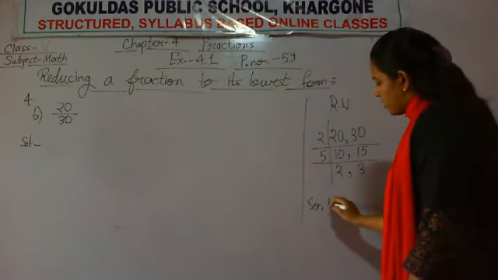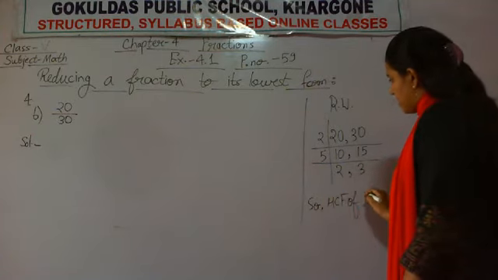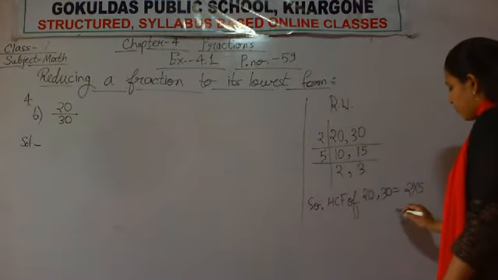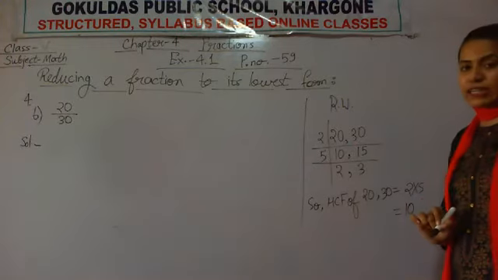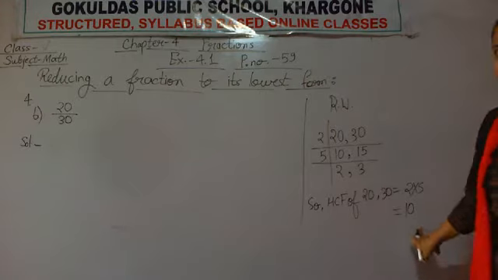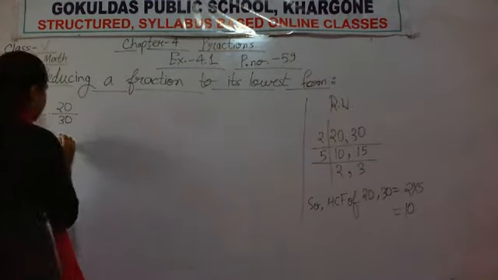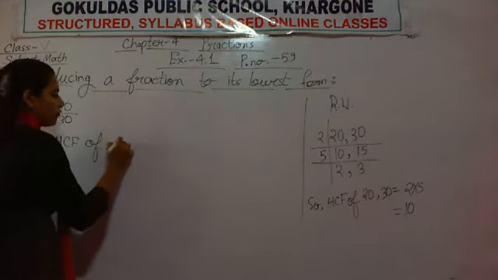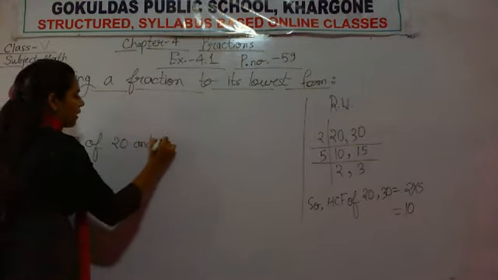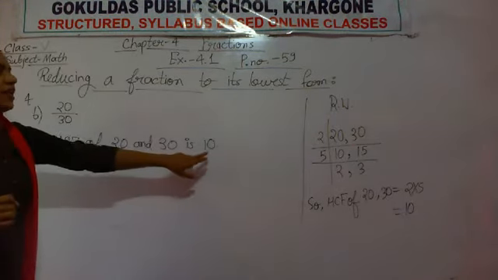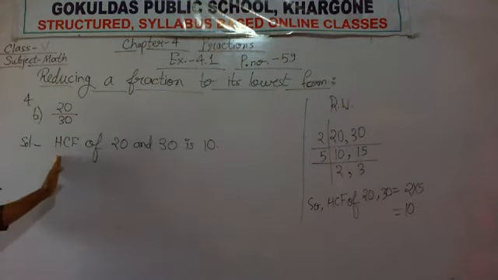So what is the HCF? HCF of 20 and 30 is equal to 2 multiplied by 5. 2 into 5 gives us 10, right? So our HCF of 20 and 30 is 10. We have done the first step, we have found the HCF. So I am going to write here, HCF of 20 and 30 is 10. The first step is done. What is the first step? Find the HCF.